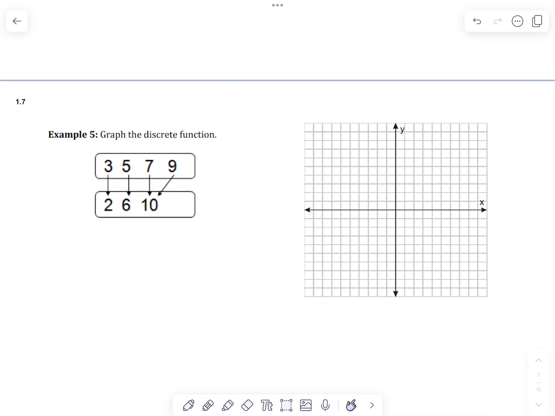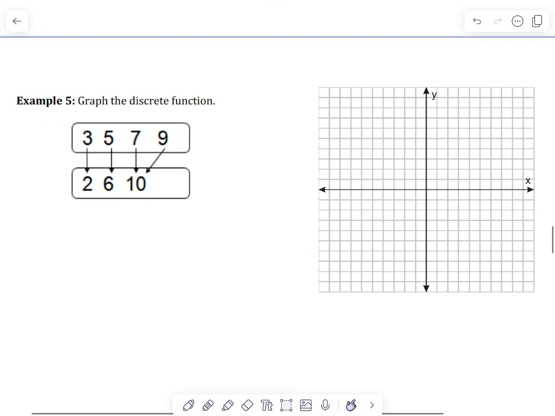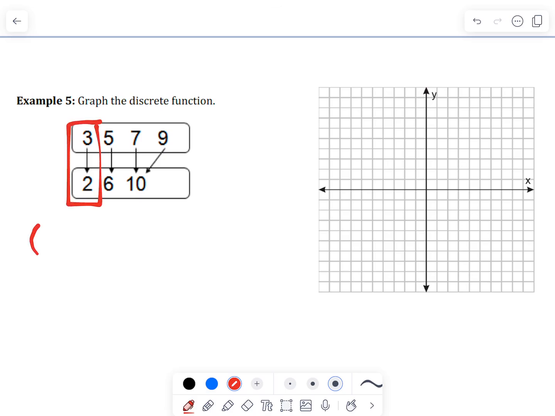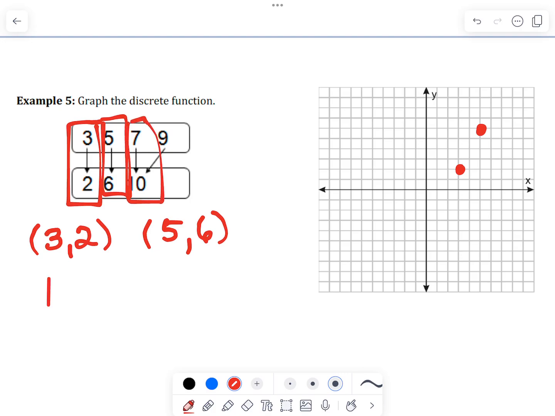The next example is a discrete function. So we are not going to connect the points. And this is a mapping diagram. So this mapping represents the ordered pair 3, 2. So we go right 3, up 2. This next one represents the ordered pair 5, 6. So we go right 5, up 6. Then we have 7, 10. So right 7, up 10.